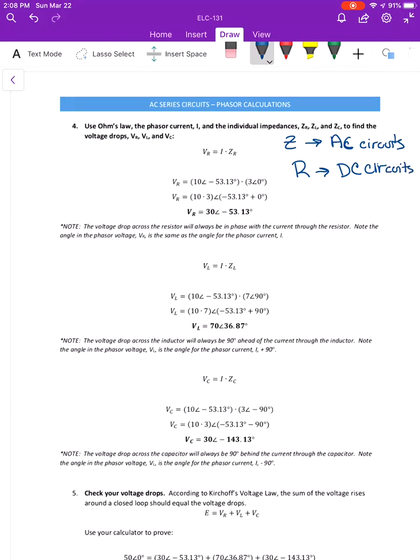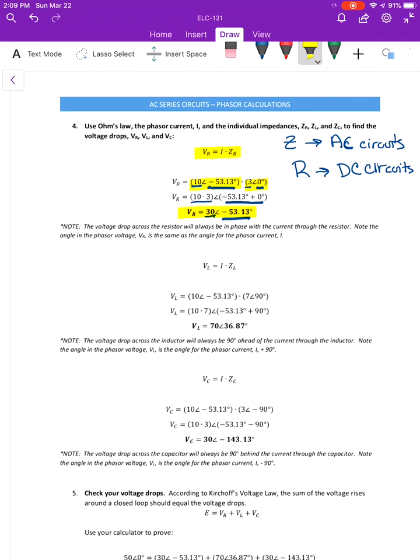Okay, so we're going to multiply I times ZR to get the voltage drop across R. So remember, we just found that that was 10 at negative 53 degrees. Multiply that by 3 at 0 degrees. And when we multiply, remember, we're going to take our magnitudes, the 10 and the 3, and multiply those to get our new magnitude of 30. And then our angles we're just going to add. So negative 53 plus 0 degrees gives us our angle. And the voltage drop across R is 30 at an angle of negative 53.13 degrees.